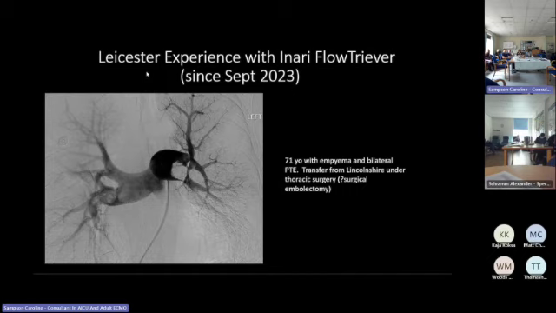This is our first patient. This was a transfer from Lincolnshire, a patient with empyema and bilateral PE. The referral came from thoracic. So they were referred to thoracic surgery: would you consider surgical thrombectomy?